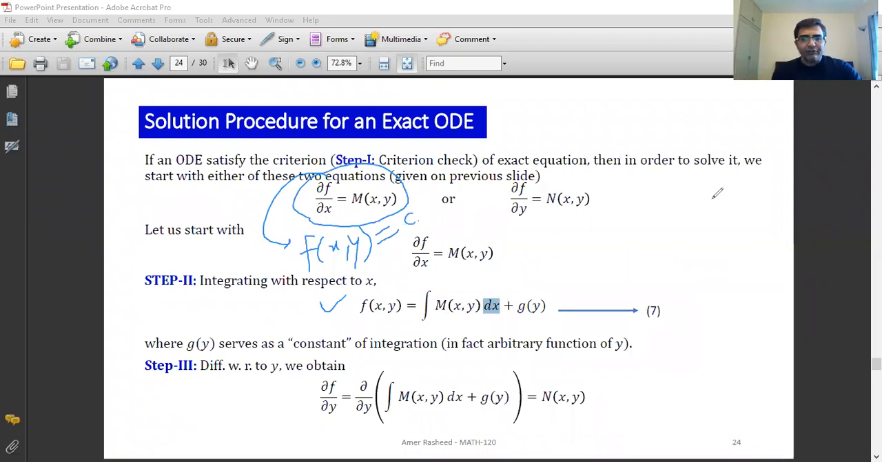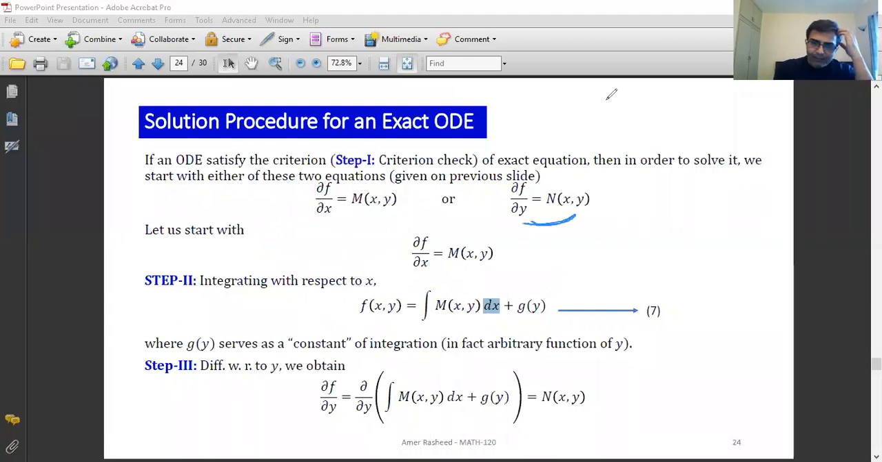So our purpose was to find f of xy, and we have f of xy here. But what is the problem? The problem is the unknown function g of y. If we know g of y, then after integrating with respect to x, we can have our f of xy. Now we need to find this g of y. In order to find g of y, we use the other equation, this one.